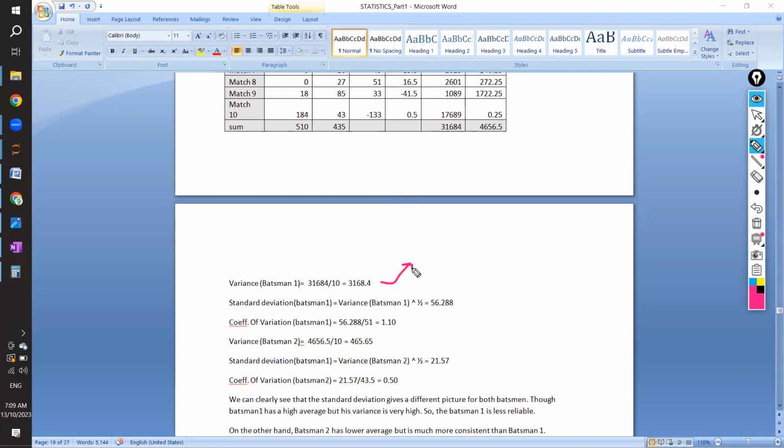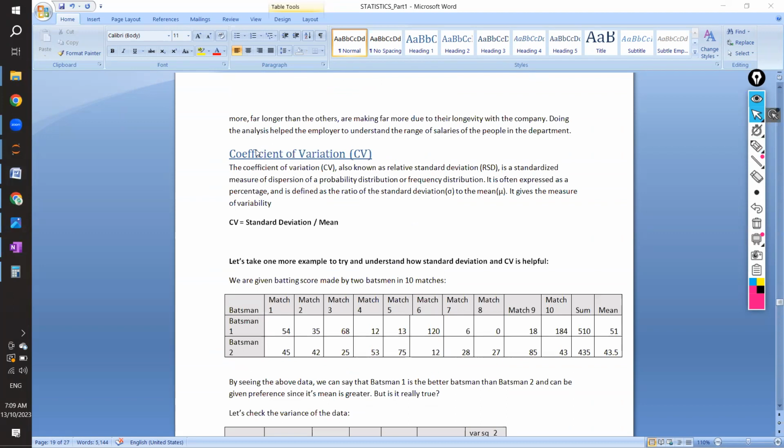Okay. Standard deviation, how will you get it? Just take the square root. If you do the square root, you will get the standard deviation. Fine. Next, coefficient of variation, how will you get it? Yesterday at the end of the class, I mentioned one parameter called coefficient of variation, which is simply the standard deviation by mean.